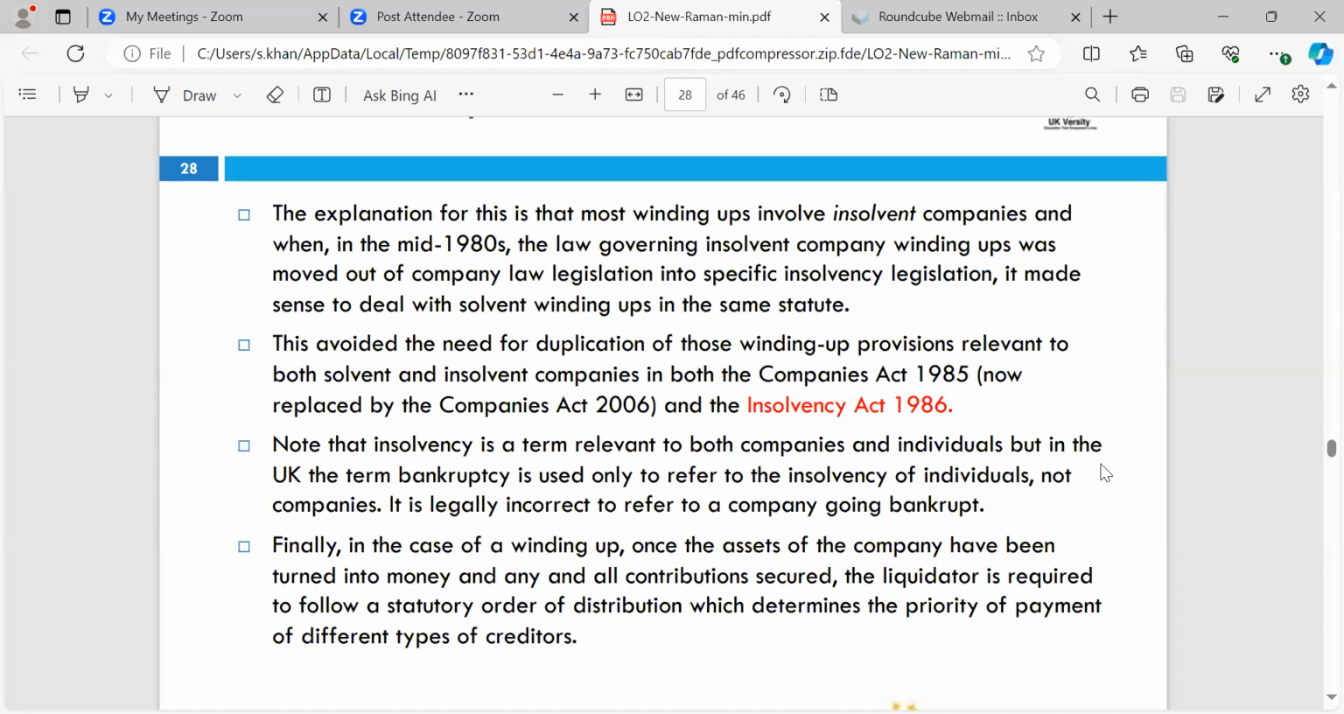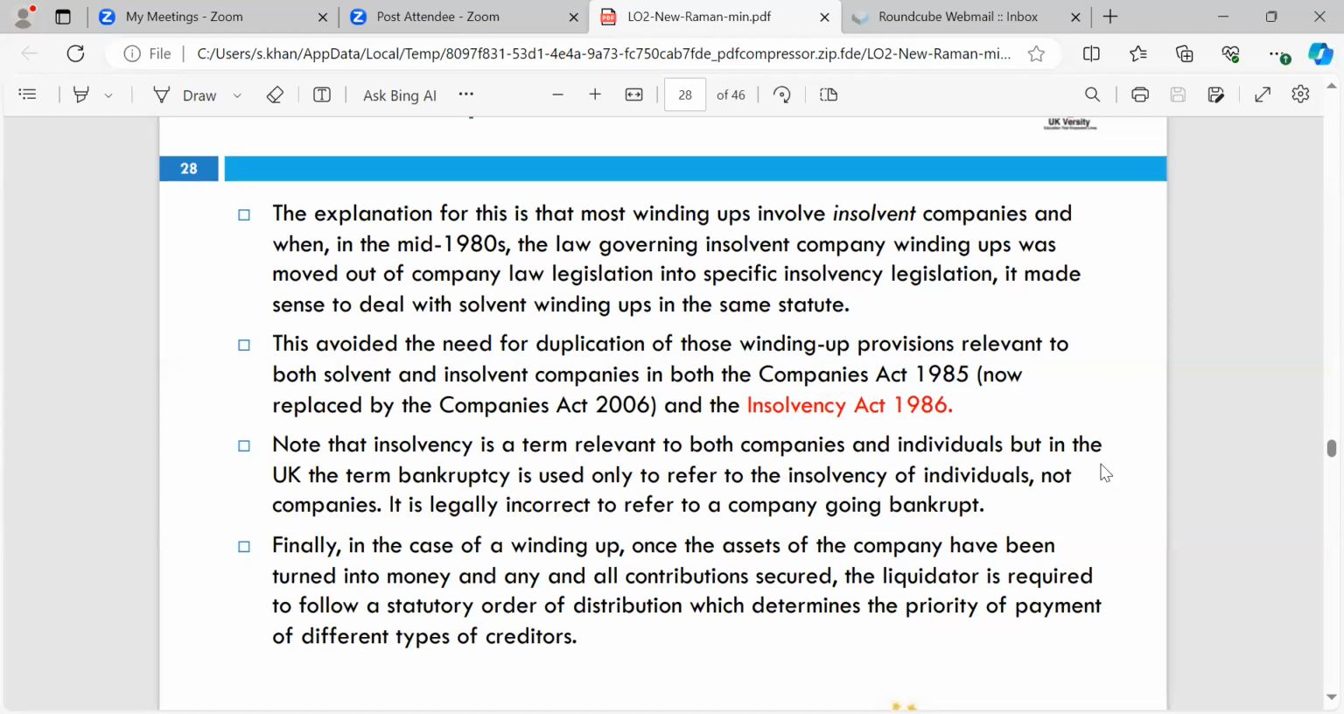This avoided the need for duplication of the winding up provisions relevant to solvent and insolvent companies in the Companies Act. Note that insolvency is a term relevant to both companies and individuals, but in the UK the term bankruptcy is used only to refer to the insolvency of individuals, not companies. It's legally incorrect to refer to a company going bankrupt. Finally, in the case of winding up, once the assets of the company have been turned into money and any contributions secured, the liquidator is required to follow the statutory order of distribution.